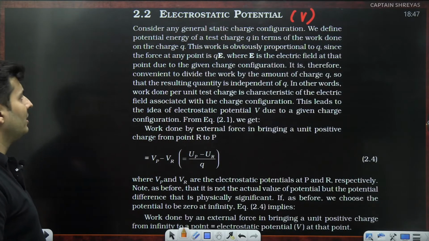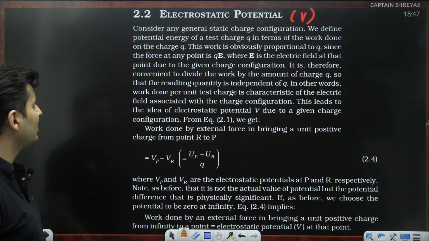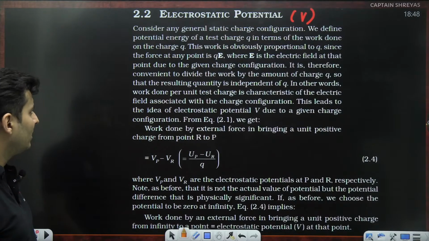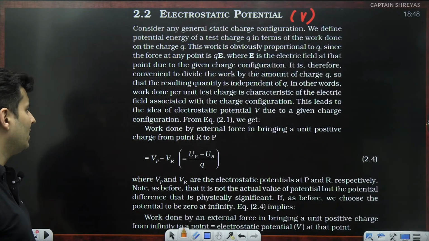We define potential energy of a test charge in terms of work done. This work done obviously is proportional to Q, since the force at any point is QE, where E is the field. It is therefore convenient to divide the work by the amount of charge so that the resulting quantity is independent of Q. In other words, the work done per unit test charge is the characteristic of the field with the charge. This leads to the idea of potential due to a charge configuration.